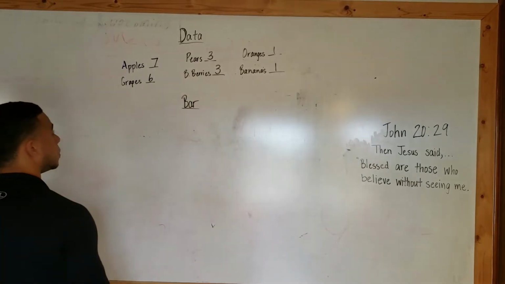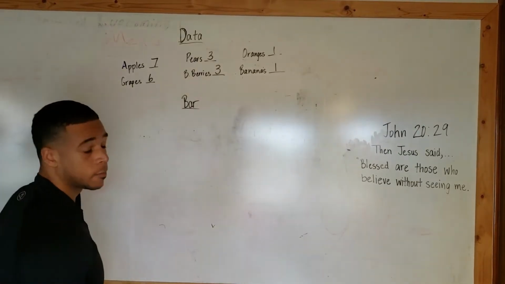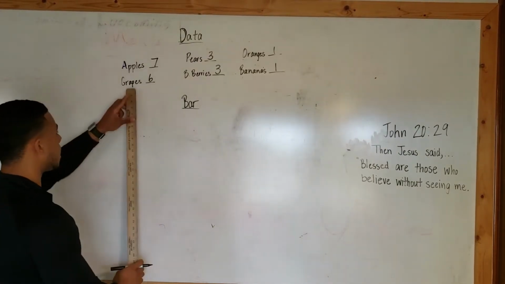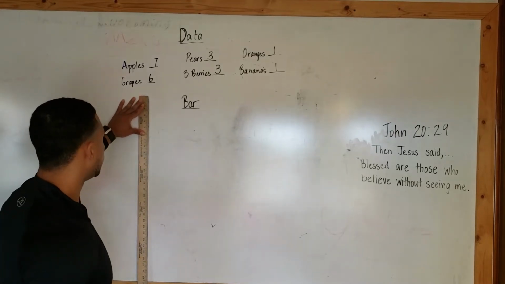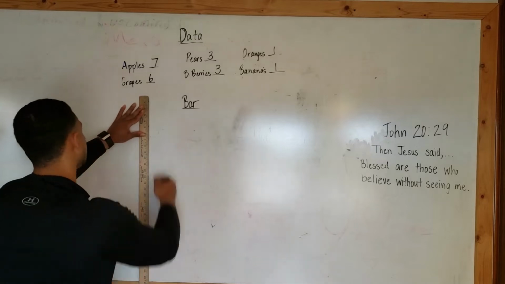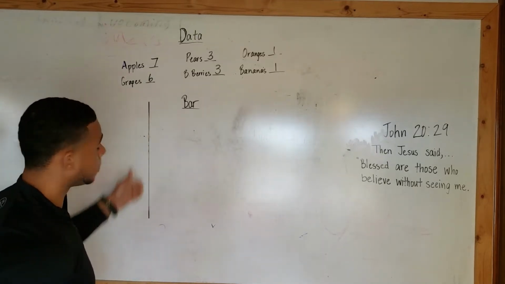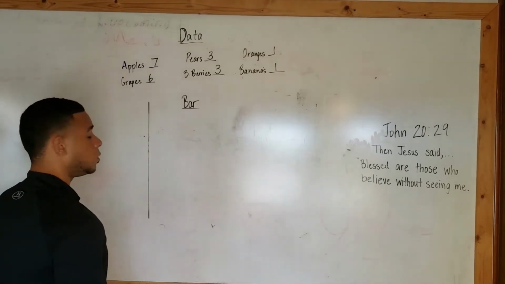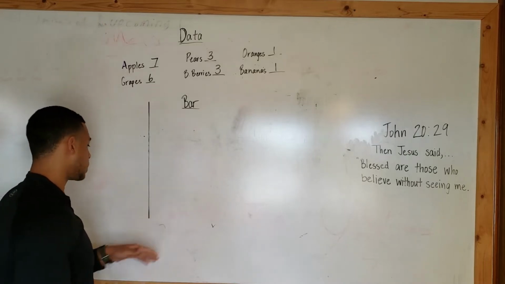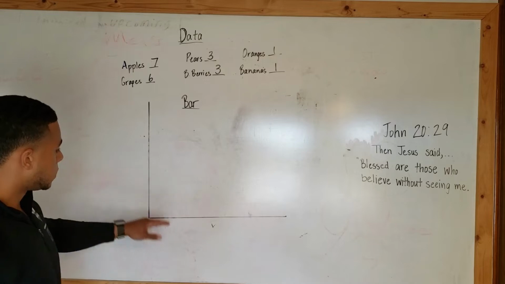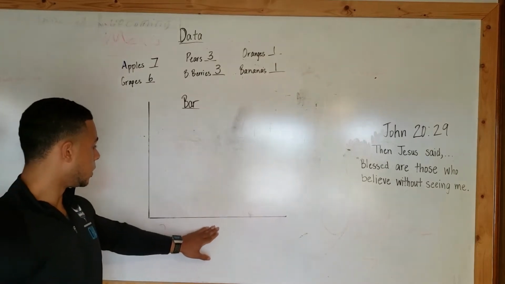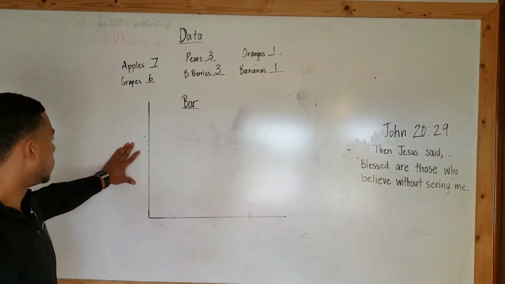So let's get started with your bar graph. Most people are familiar with a bar graph. It's one of your most common graphs. Whenever you're making a bar graph, you start with what's called a y-axis. The y-axis goes up and down like a column. And then you have your x-axis, which goes side to side like a row. So now that you have your y-axis and your x-axis, let's go ahead and label, starting with your y-axis.